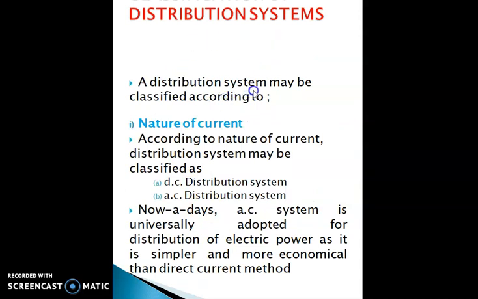Next, classification of distribution systems. A distribution system may be classified according to the nature of the current. According to the nature of the current, the distribution system may be classified as first, DC distribution systems, and second, AC distribution systems. Nowadays AC is universally adopted for distribution of electrical power, as it is simpler and more economical than direct current methods.